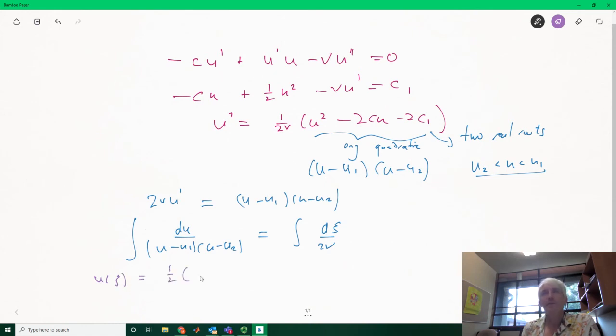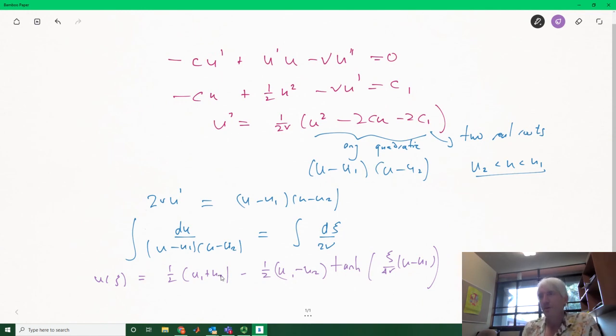So we get a half (u1 plus u2) minus a half (u1 minus u2) times a hyperbolic tangent. All right, there's the solution. You can add a constant onto that, obviously.